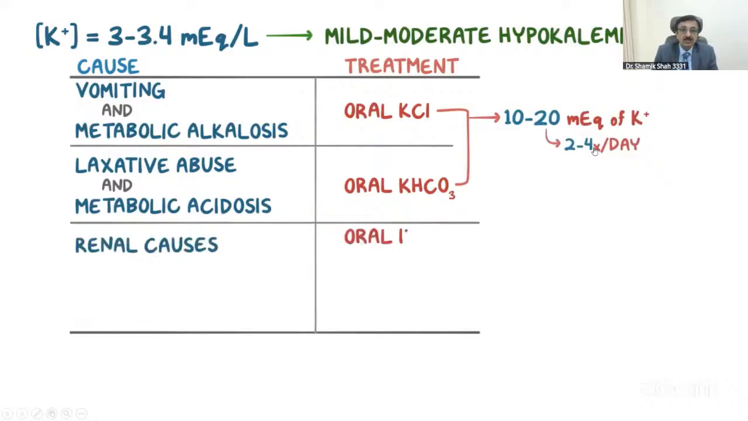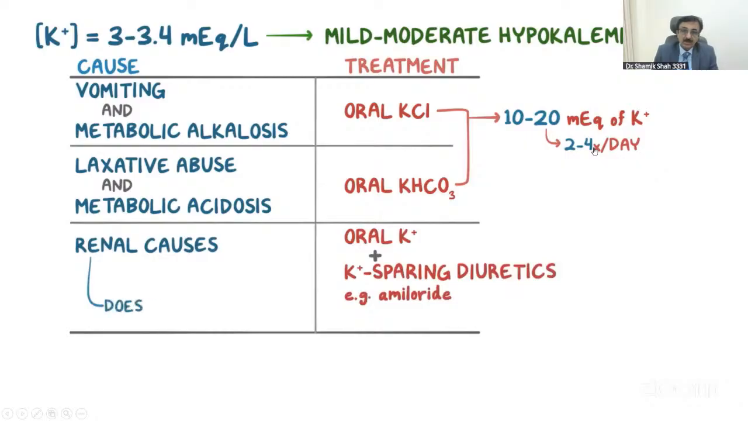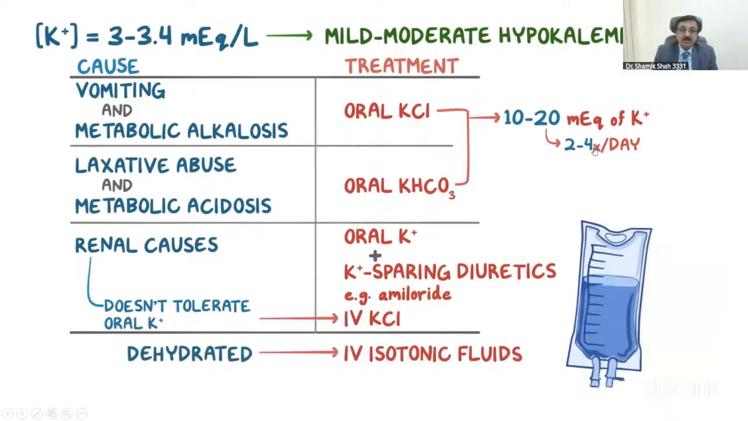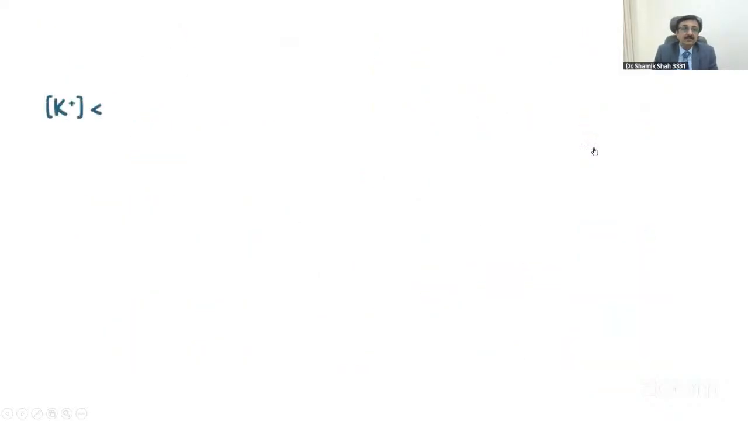If there is a renal cause, then we might need to use oral potassium with a potassium sparing diuretic like amiloride or spironolactone. And if the patient cannot tolerate oral potassium, IV KCl may be used for an emergency situation. Of course, if the patient is dehydrated, we have to use IV isotonic saline.